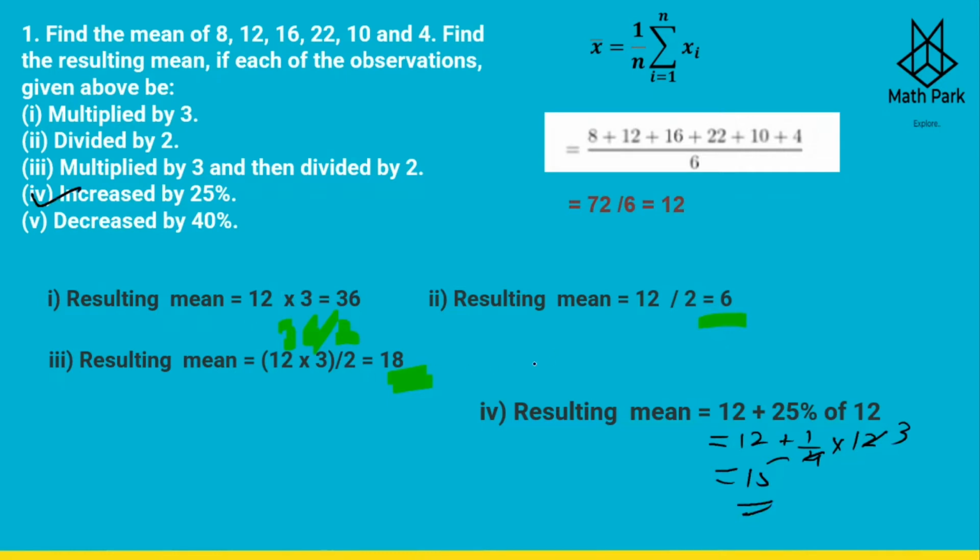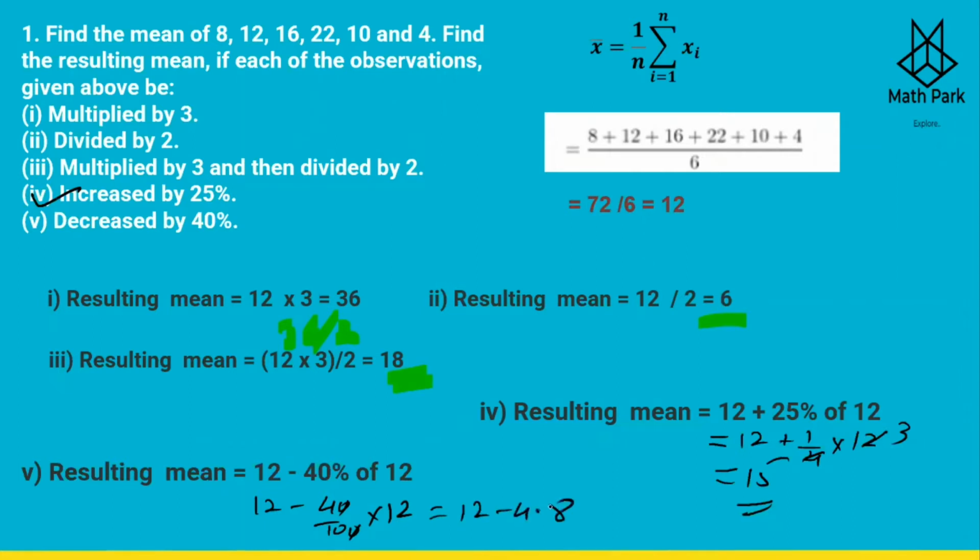Now when it is decreased by 40%, it is 12 minus 40% of 12. So which is 12 minus 40 by 100 into 12. When you simplify this, 4 upon 10 is 0.4. So 0.4 multiplied by 12, you get 4.8. So 12 minus 4.8, when we do, we get the resulting mean as 7.2. Got it? Okay, easy that.